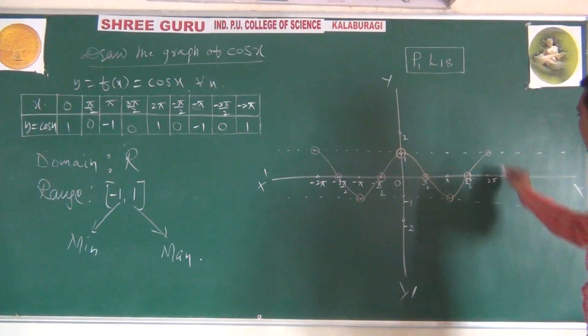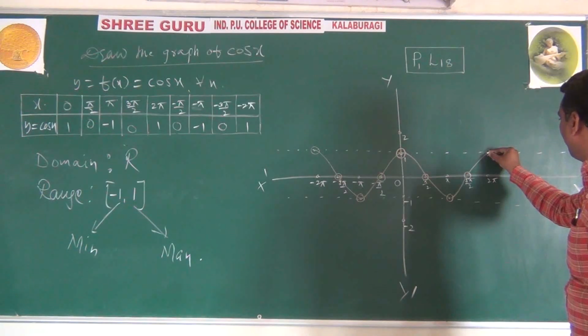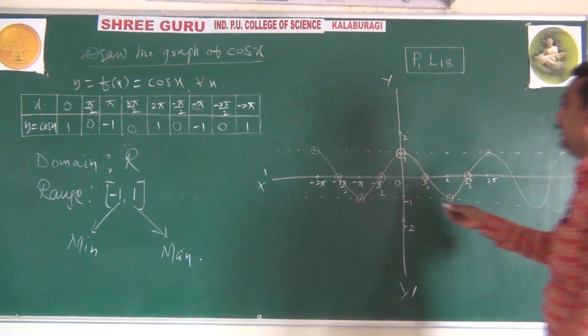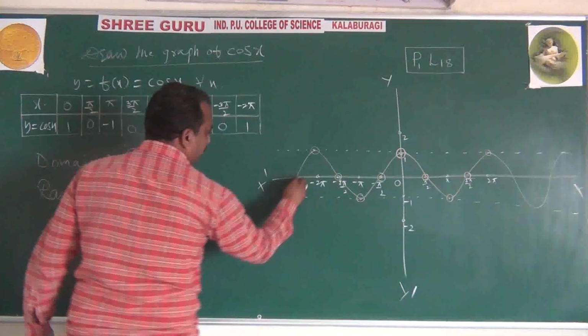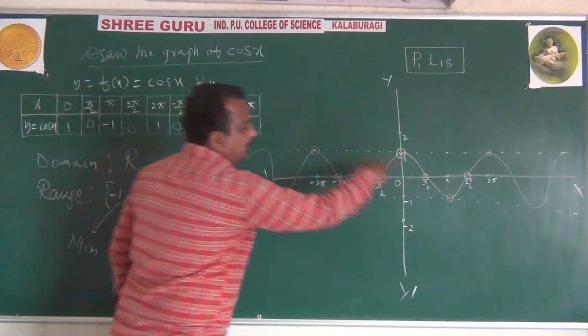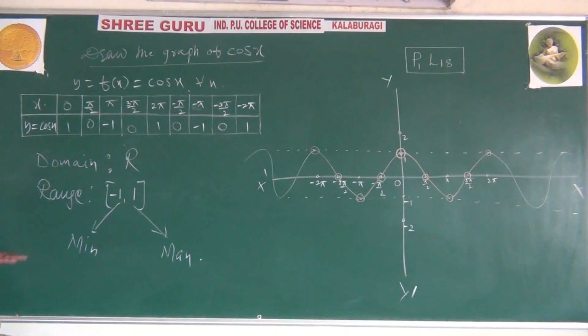You may take the next further values. It may come like that, at 2 pi, at 5 pi by 2, it goes up and down, but it can't proceed beyond here. It oscillates both above the horizontal axis and below it. So this is the graph of cos x, students.